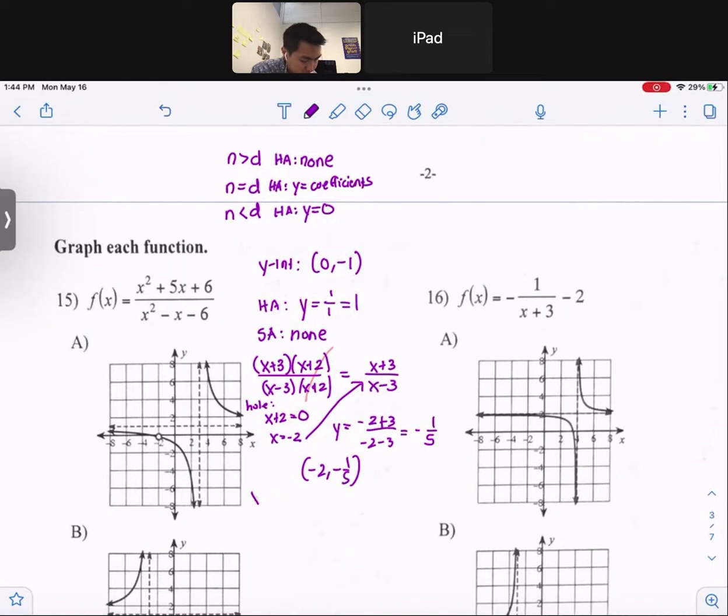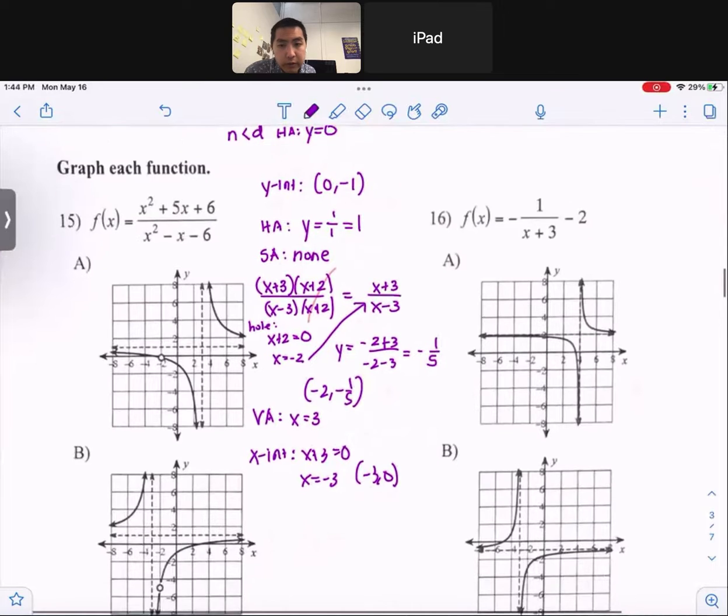So our hole is (-2, -1/5). For our vertical asymptote, set the denominator of your reduced equation equal to 0, which is just x equals 3. And for our x-intercept, you set the numerator equal to 0. That's x plus 3, which gives x equals -3, so the point is (-3, 0). So we find all these pieces of information, you guys, and then we deduce what we can.